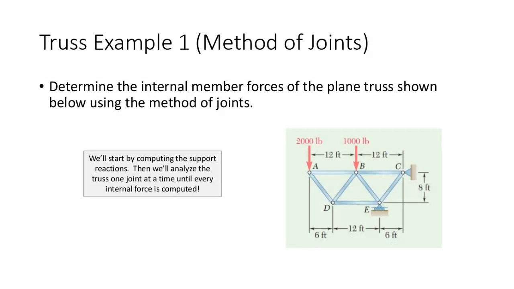This is a somewhat short example, but I wanted to come up with something that's manageable in the time frame, and we're going to take our time with this. We're going to determine the internal member forces of this truss using the method of joints. The first thing we're going to do is determine the support reactions, which will be a refresher of some stuff we did in chapter four. Then we'll take each joint one at a time and see if we can solve the entire structure. Okay, I'm going to stop the share. Let me bring up the notebook.